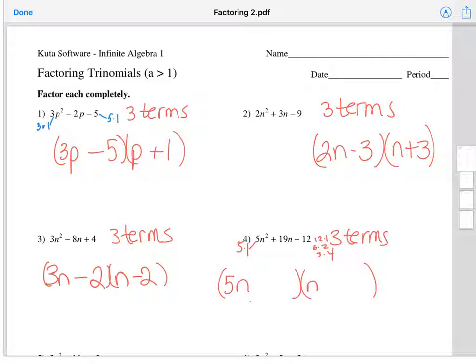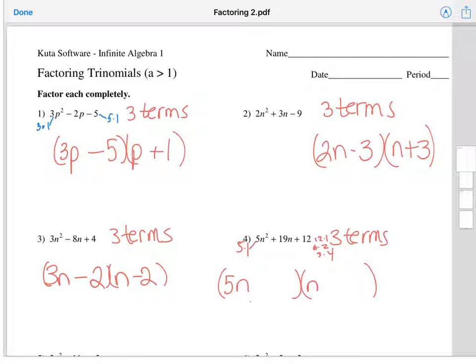So let me try 12 and 1. My loops give me 12n and 5n. So 12 and 5 is going to give me 17. I need 19. So guess what? That didn't work. So I'm going to go ahead and take that out. I'm going to try 6 and 2. This gives me my loop 6n, and this gives me my loop 10n. Is that going to come up to 19? No. So I have to take that out.